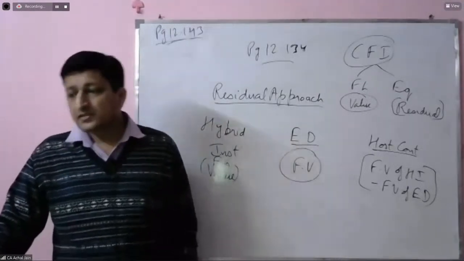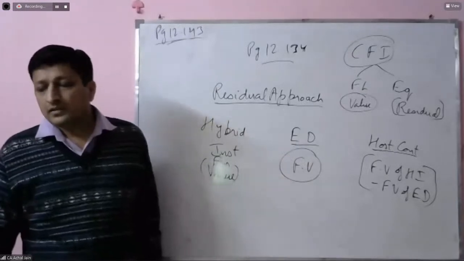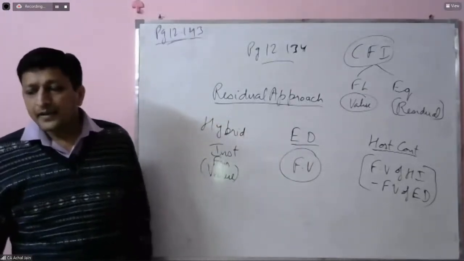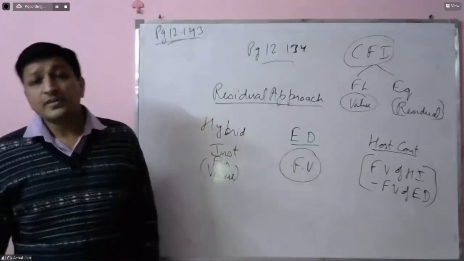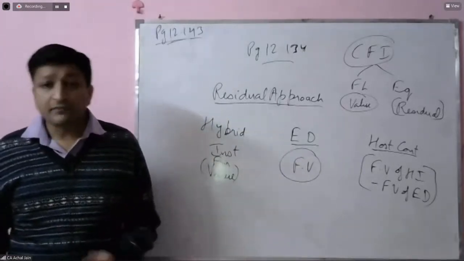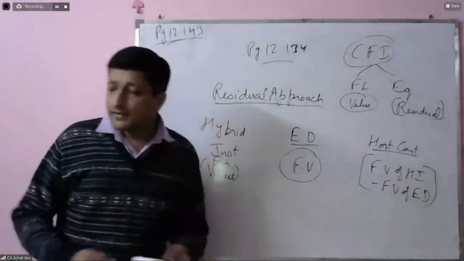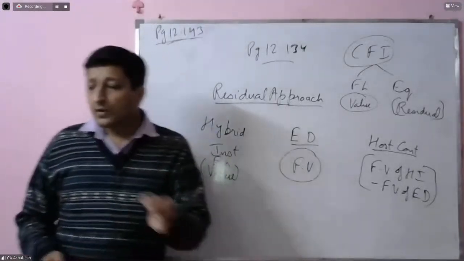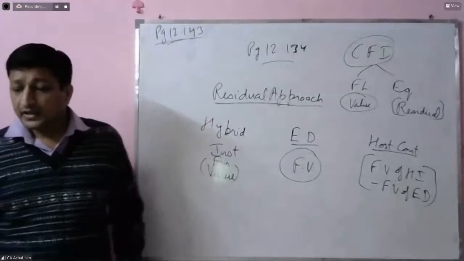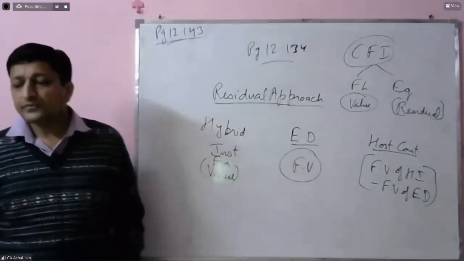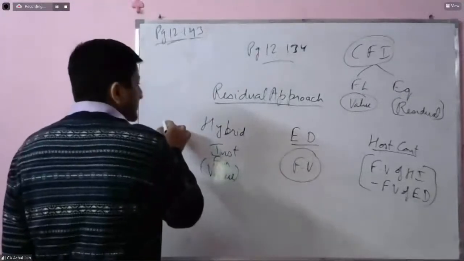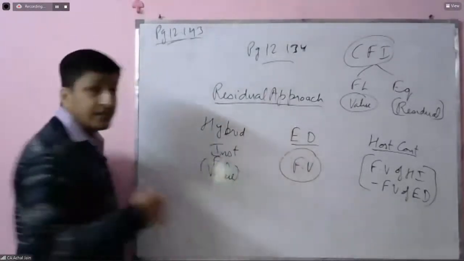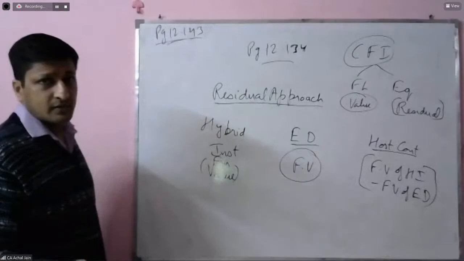If we say yes, then we need to check, is the entity able to measure fair value of the host contract? If we say yes, then what will happen? Then it will be the other way around. Fair value of embedded derivative will be fair value of hybrid minus fair value of host. So you can say we need to move in this sequence.